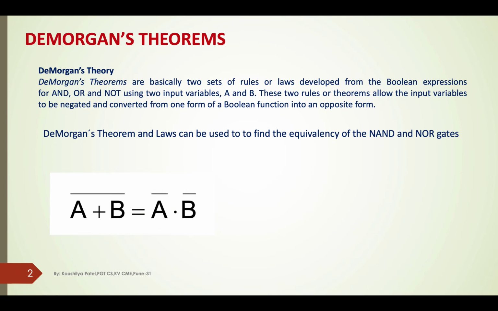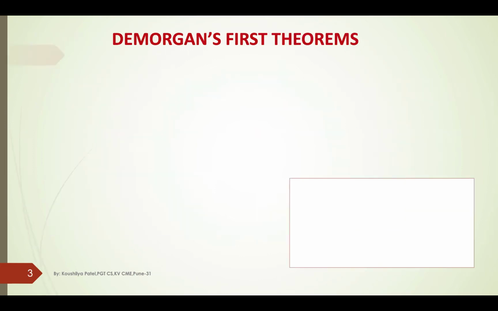The first theorem states that (A plus B) whole complement equals A complement times B complement. Whereas the second theorem states that (A dot B) whole complement equals A complement plus B complement. Let's see the first theorem.